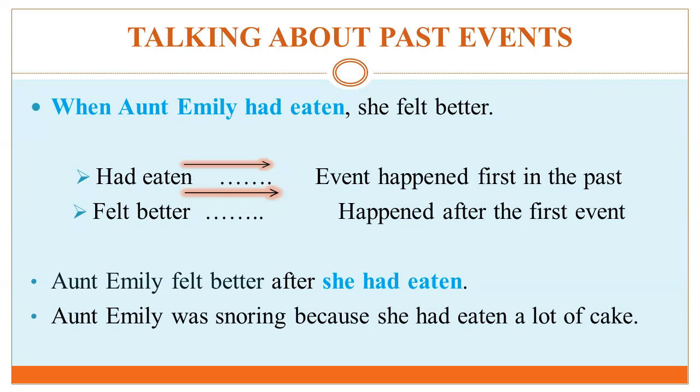This is the same idea that we have discussed above, but the pattern of the sentence is changed now. She had eaten first, then she felt better. So she had eaten is again in the past perfect tense, had eaten. Aunt Emily was snoring because she had eaten a lot of cake.